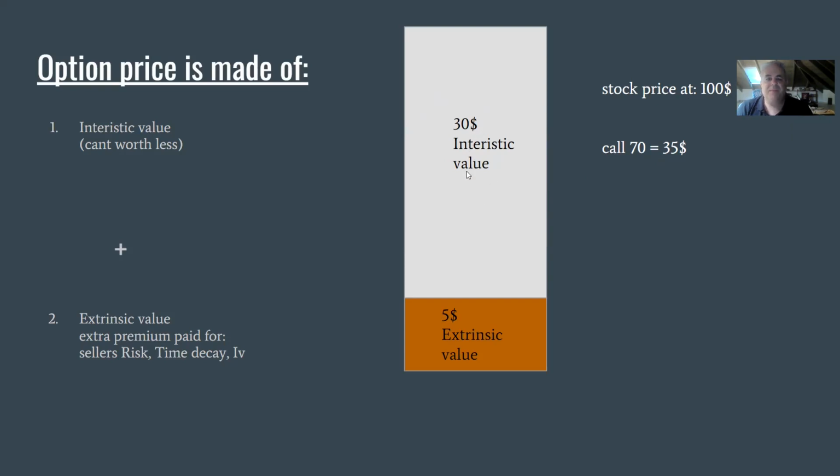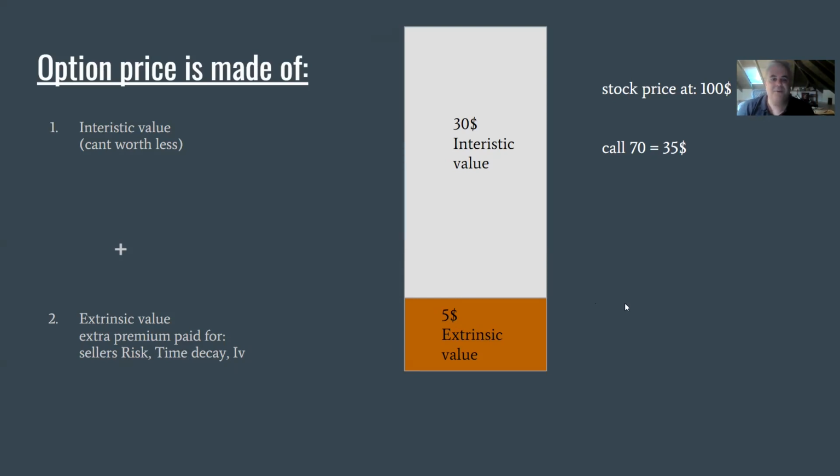So 30 is the intrinsic value of the option. That means that currently, if the stock is traded at 100, this option cannot be worth less than $30. On the other hand, because it's traded at extra, that's what we call extrinsic value, we're paying an extra $5 for, commonly, the seller's risk, time decay, and implied volatility considerations that affect the option price. So the most important thing to understand is that options are divided into two, intrinsic and extrinsic value, and they always tend to have a little bit more extra than they are actually worth at expiry.